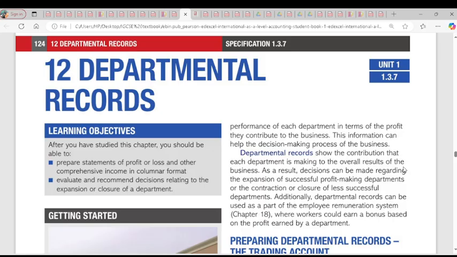So the purpose of departmental record is to measure the performance of each department. That is what departmental record is about. And when you are measuring the performance of each department, it means you want to know how well they do, in terms of what their contribution is towards the business as a whole. Okay. That is what a departmental record is. Do you get that point?